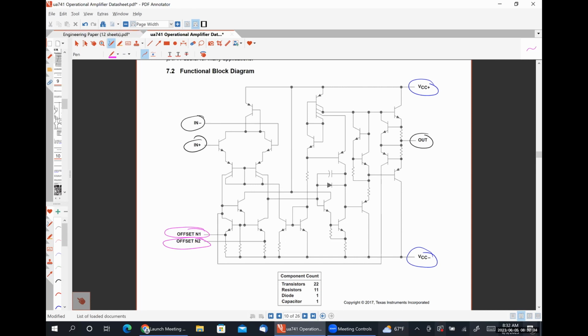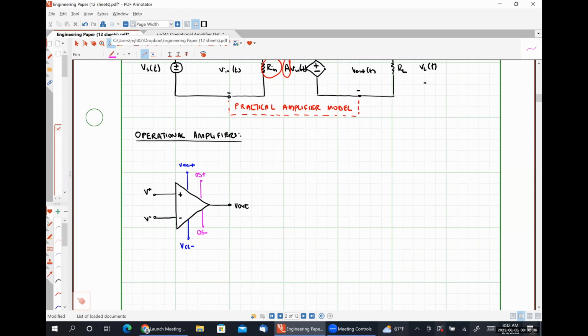So this is the representation of our operational amplifier. What we are going to do is apply our practical model to this, so that we can have a tool by which to do circuit analysis. Okay, so this is what our model is going to look like for an op amp.